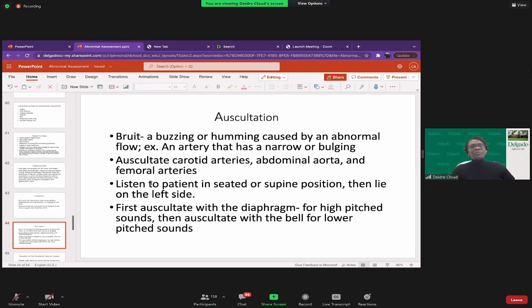All right, so auscultation. We already saw our landmarks, so we're making sure that we auscultate our landmarks, and we want to listen to the patient in a seated position, and then we want them to lie on their left side. What do you listen to when you lie the patient on the left side? What sound are you listening for?